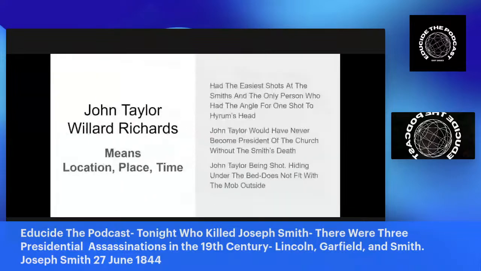John Taylor and Willard Richards, the means, the location, and the time. They had the easiest shot at the Smiths, and the only person that had to angle for one shot was through Hiram's head. John Taylor would have never become president of the church without Smith's death. John Taylor being shot, hid underneath his bed, does not fit into the mob outside looking for him.